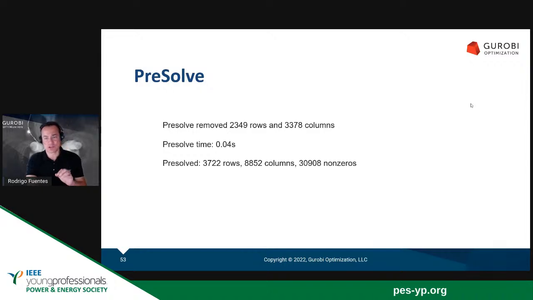During pre-solve, Gurobi will try to take a problem. It will try to detect patterns. It will try to reduce the size of the problem to reduce the number of variables and/or constraints. The problem that we solve is equivalent. We solve a smaller problem, hopefully. And then when we solve that problem, we map the solution of that reduced problem back to the original problem. So we indicate how much time we spend in pre-solving the model and what the resulting model size is.